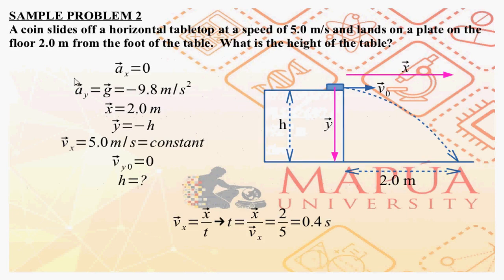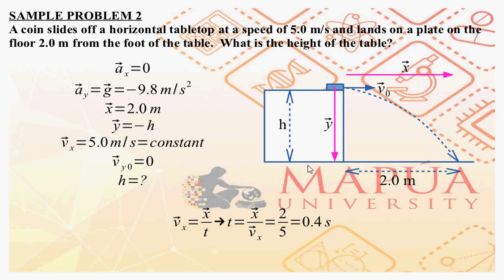Moving now to sample problem 2. You have a coin sliding on a horizontal tabletop. It slides off the tabletop with a speed of 5 meters per second. It undergoes projectile motion and lands on a plate on the floor. The plate is 2 meters from the foot of the table. What is the height h of the table?